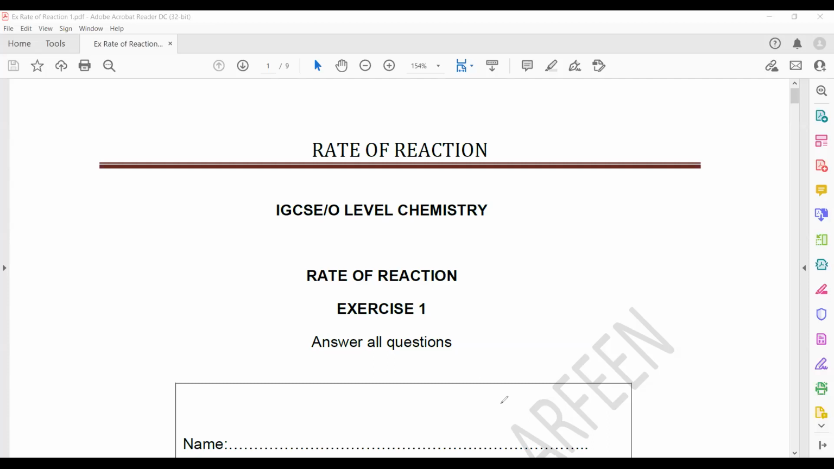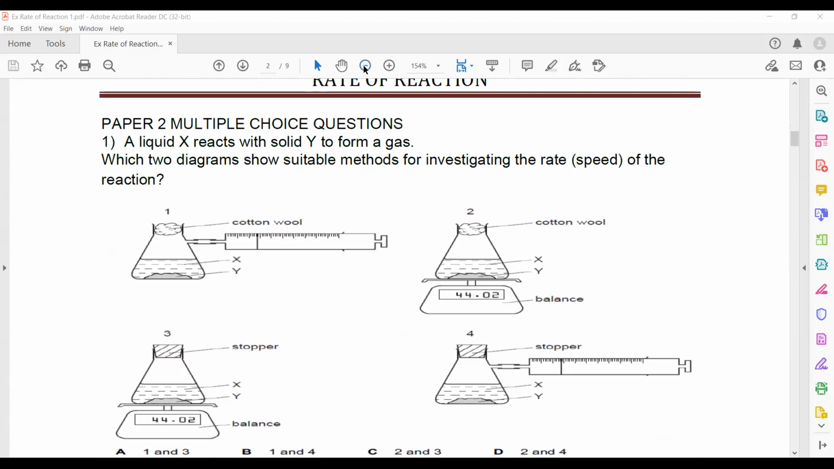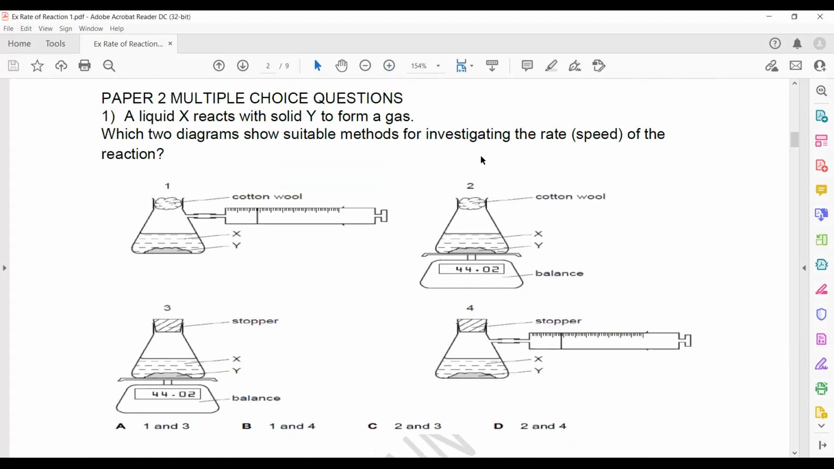As you can see on your screen, the questions are related to the rate or speed of reaction. Liquid X reacts with solid Y to form a gas. Whenever a gas is given off, we can either measure the volume of the gas, or we can allow the gas to escape, so we can measure the change in mass of the contents of the flask. Which two diagrams show a suitable method for investigating the rate of reaction? So which two diagrams are suitable?